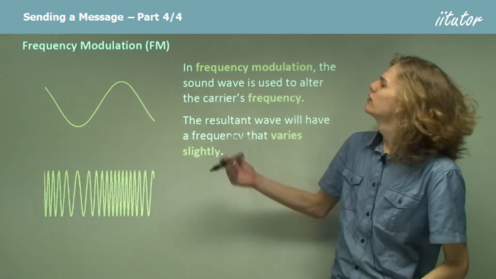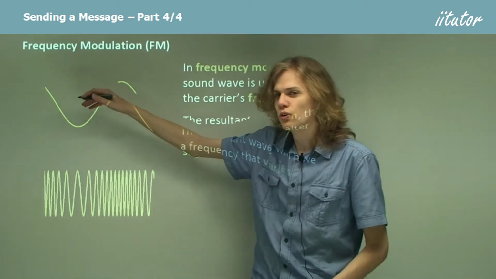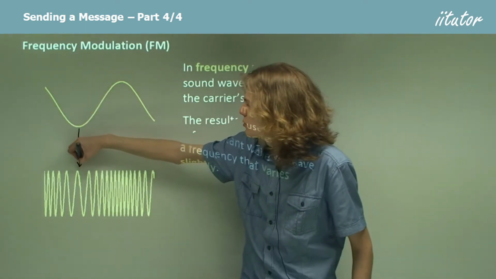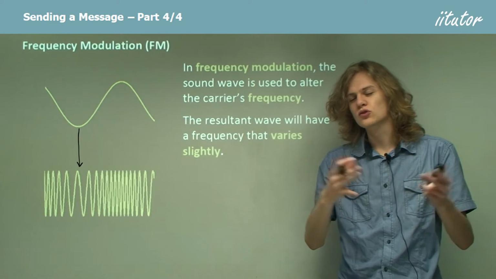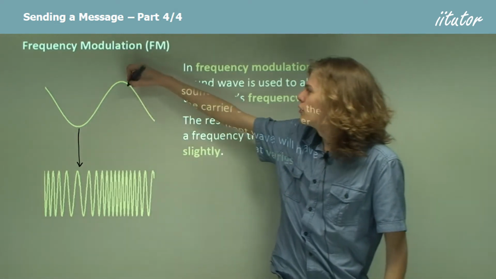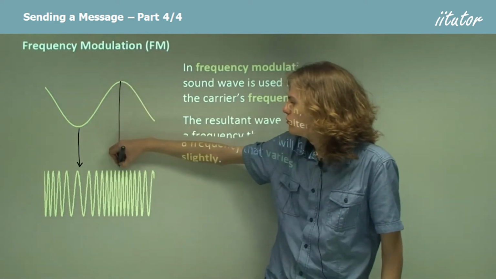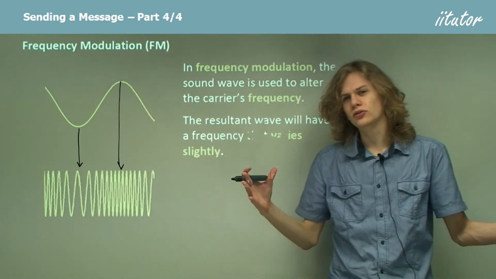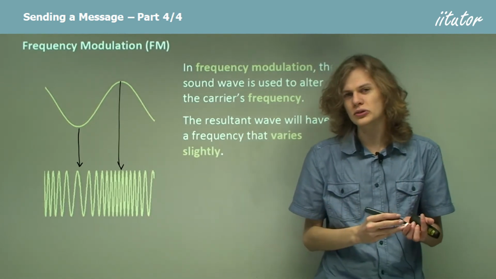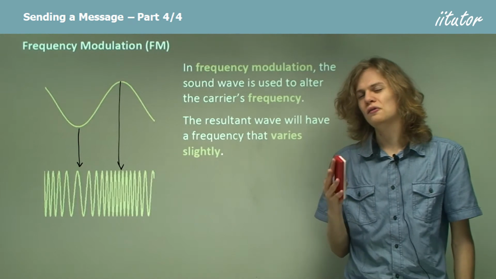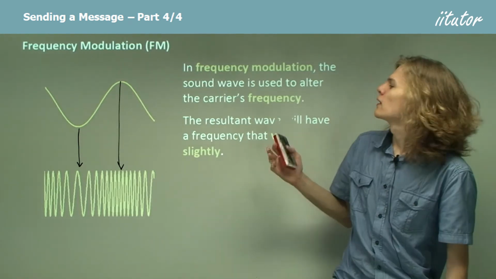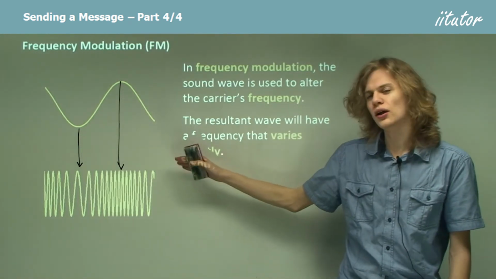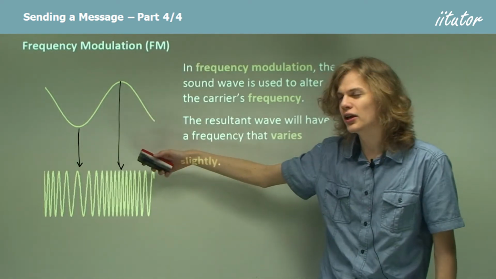We can see that when this wave is at a trough, the frequency is quite low and the wave is quite spread out. And when we're at a crest, the wave is very close together. The wavelength is very low and it's high frequency. But we still know what the carrier wave looked like. The carrier wave is what this wave would look like if it didn't have sound encoded in it.